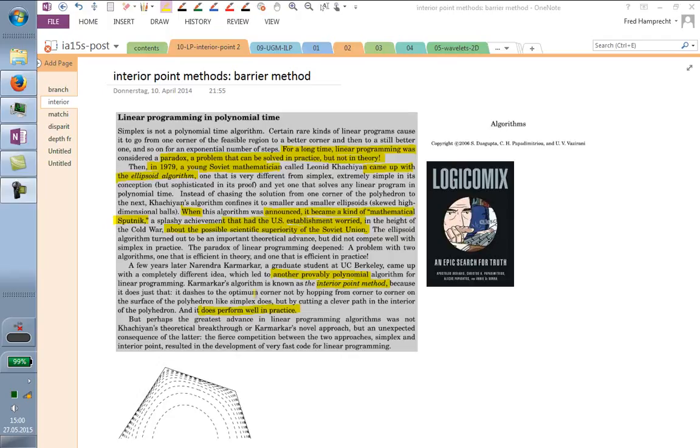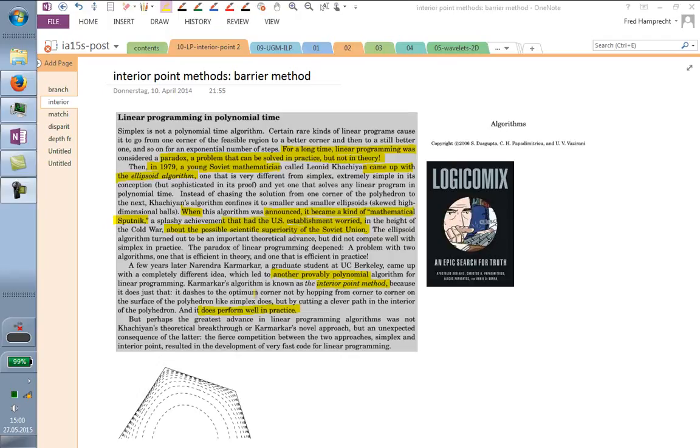And there is a little bit of history here. This is from a book called Algorithms by Dasgupta, Papadimitriou, and Vazirani. And I think there is an open source PDF of it on the web. And they write the story very nicely.